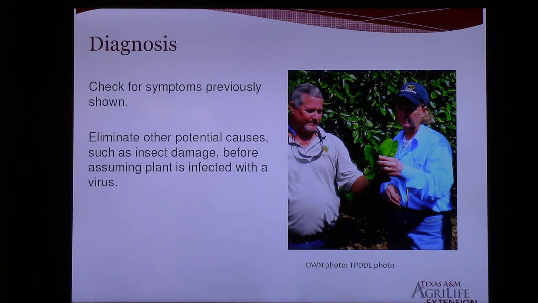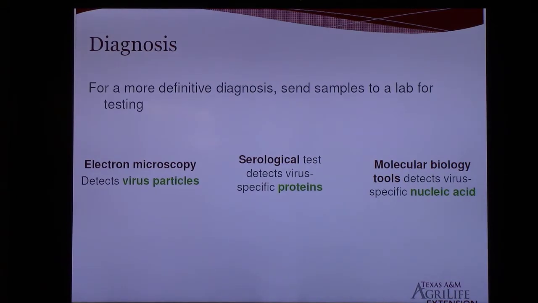So as we do begin to diagnose viral problems, check for symptoms previously shown. Have we seen this before? Have I seen this on other plants in my garden or in my orchard? Or is this something brand new? And eliminate some of those other potential causes. Is this insect damage? Is this a fertility issue? Is this caused by something else? Yes, no, okay, then maybe I'm dealing with a virus. And as I said, there's 3 tests for viruses, but you're going to have to send them to a lab.